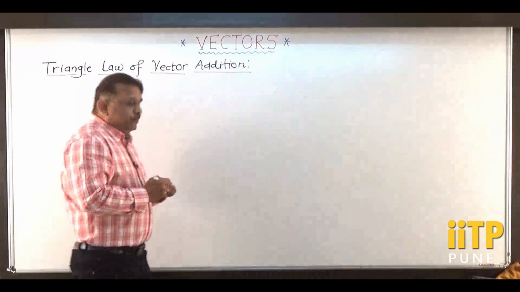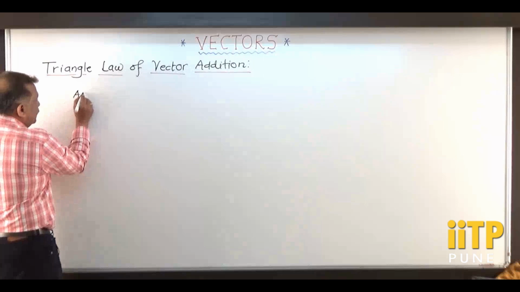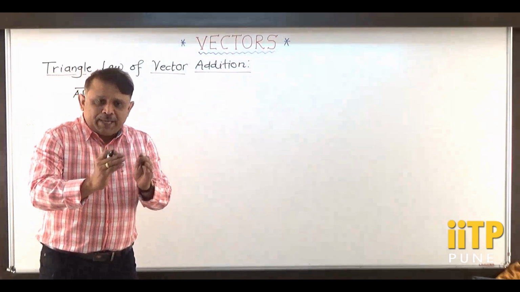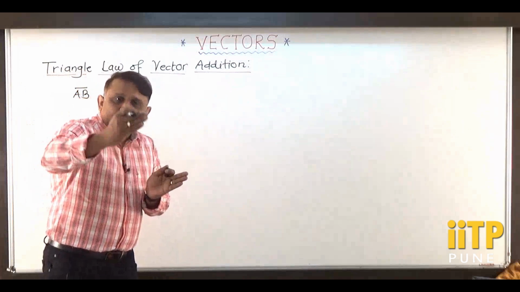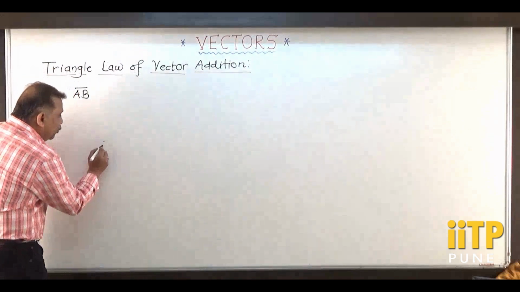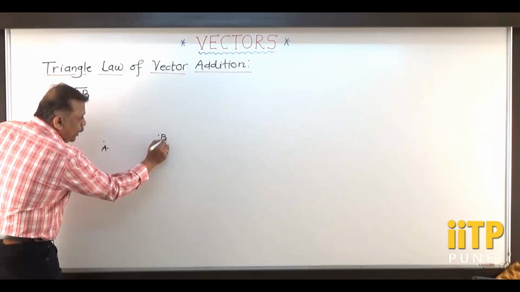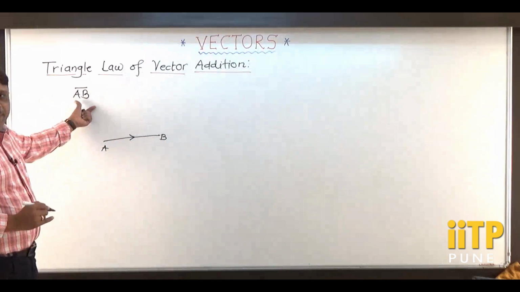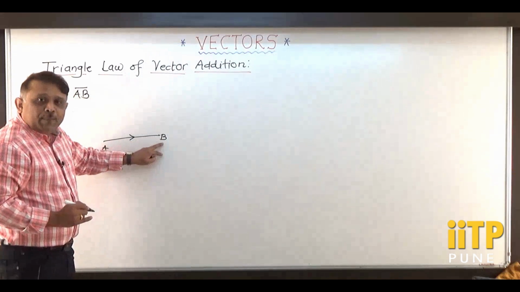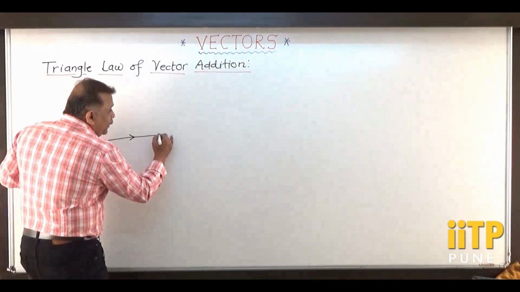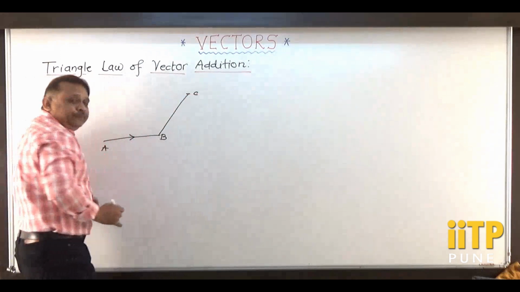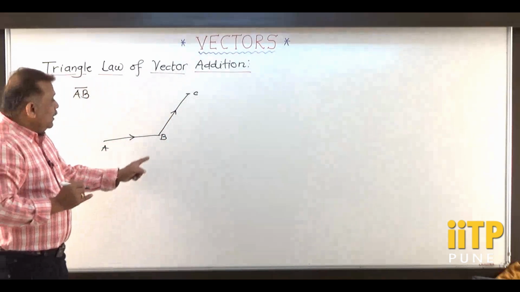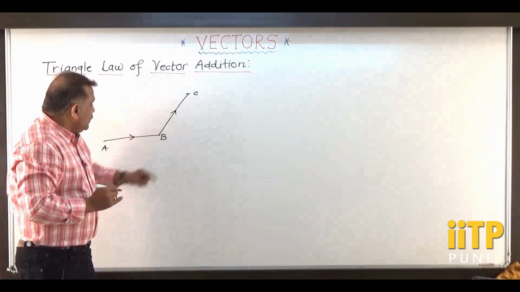Now when I write a vector AB bar, it means some particle is displaced from the point A to point B. So suppose I write here a point A and this is the point B, this displacement is shown by the vector AB bar. Suppose again the particle goes from the point B to point C. Then this displacement is BC bar.